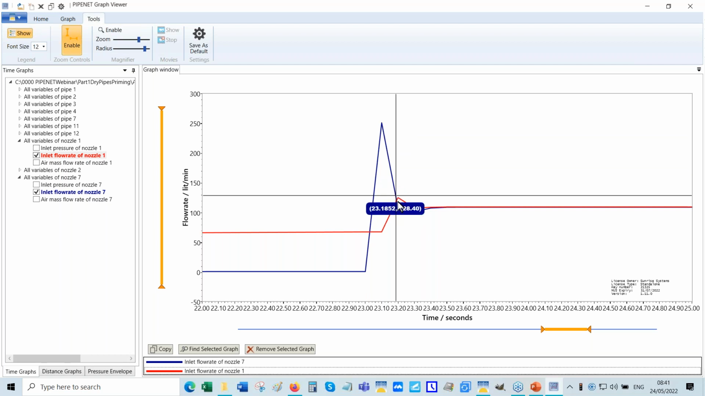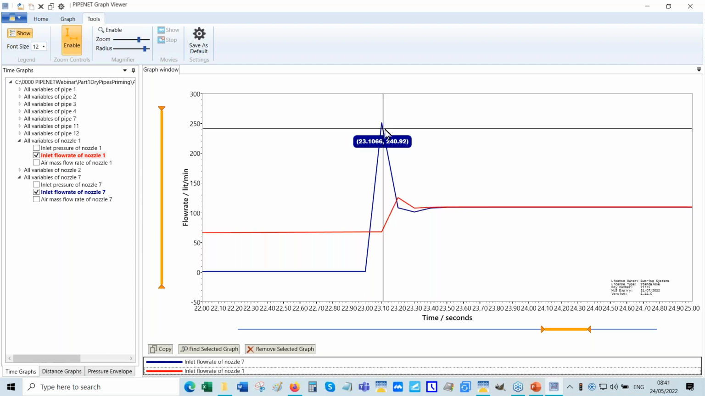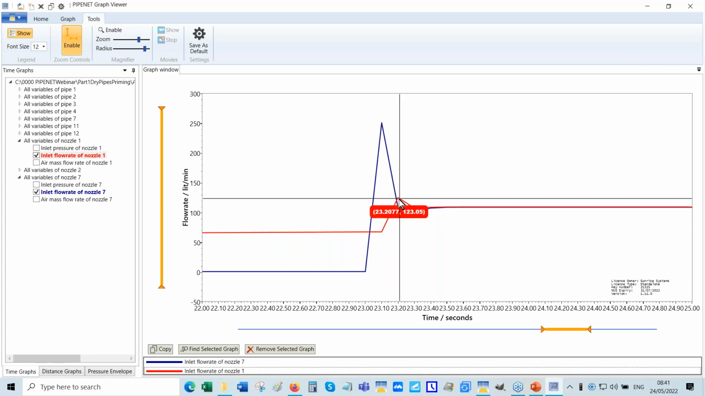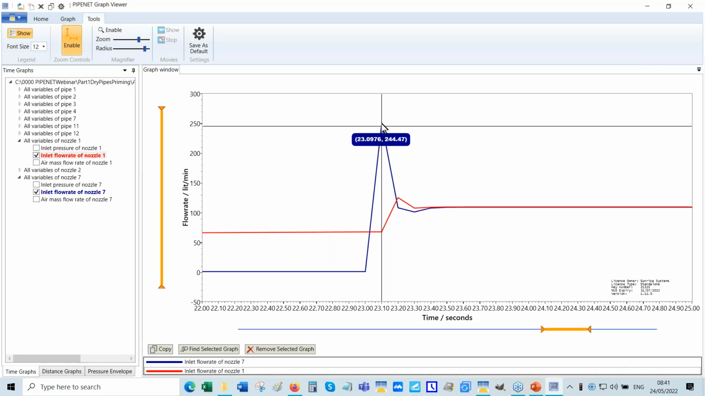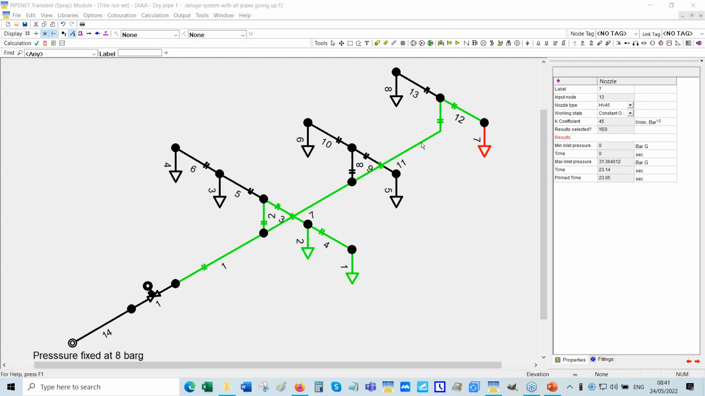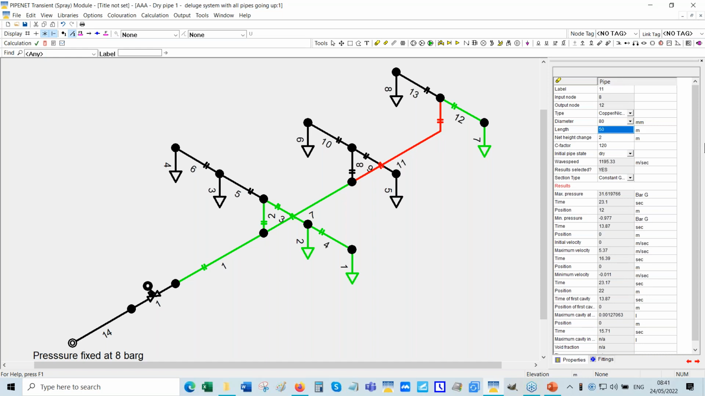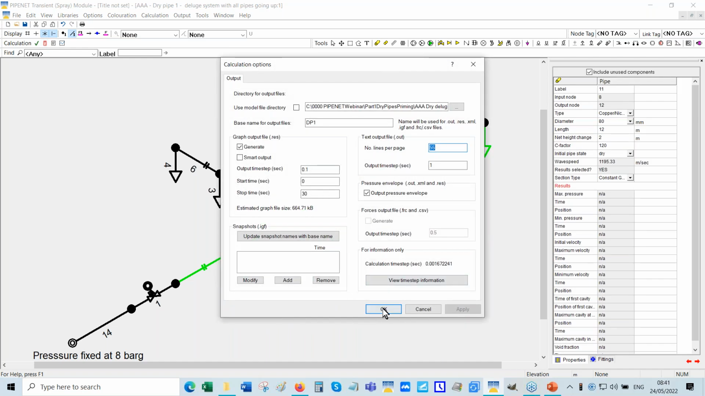So you can see that this is because I increased the length of that pipe, so the time difference is a little bit more pronounced. So that's at about 23.2, and that is about 23.1. So it's 0.1 second approximately. So you can see that my conjecture is correct. I'll put this back to 12. Do the simulation.